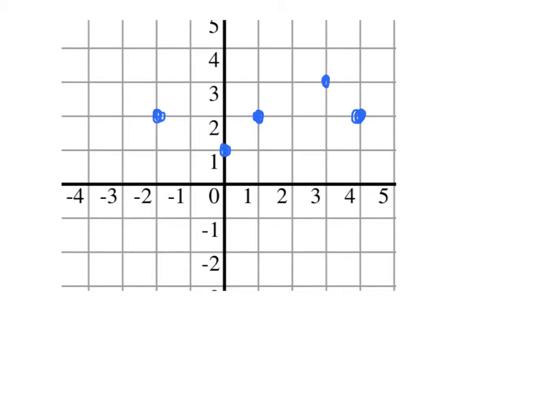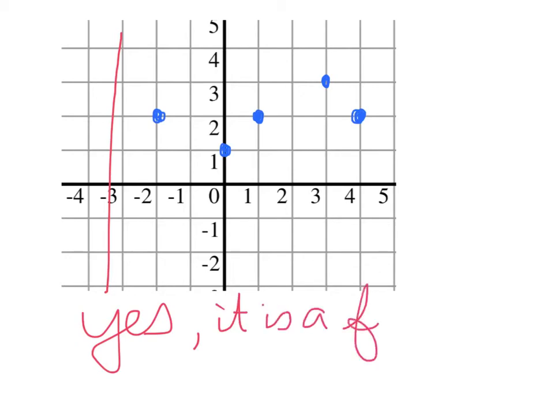All you have to know is, can I draw a vertical line anywhere where it'll cross through those points more than once? Let's see. Is there anywhere that I'm moving this? Oh, crosses once, crosses once, crosses once, crosses once. Therefore, no matter where I put it, it only crosses once. So your answer is yes, it is a function.